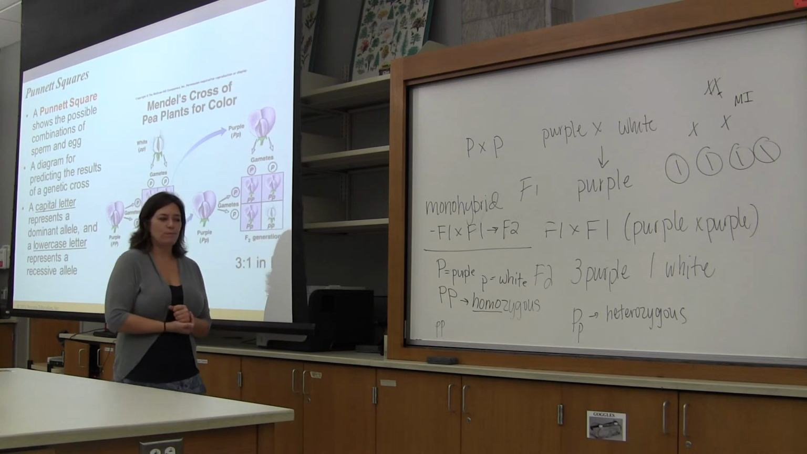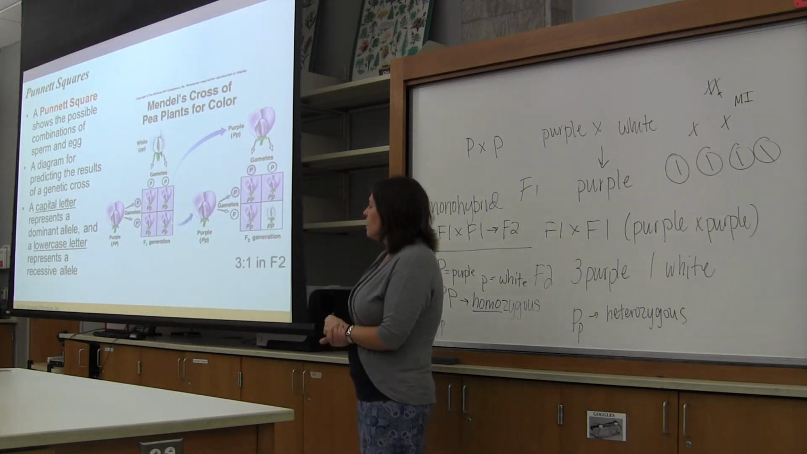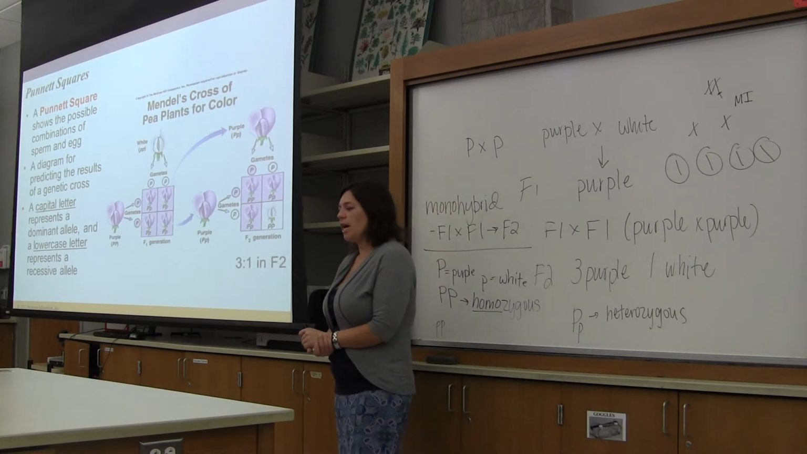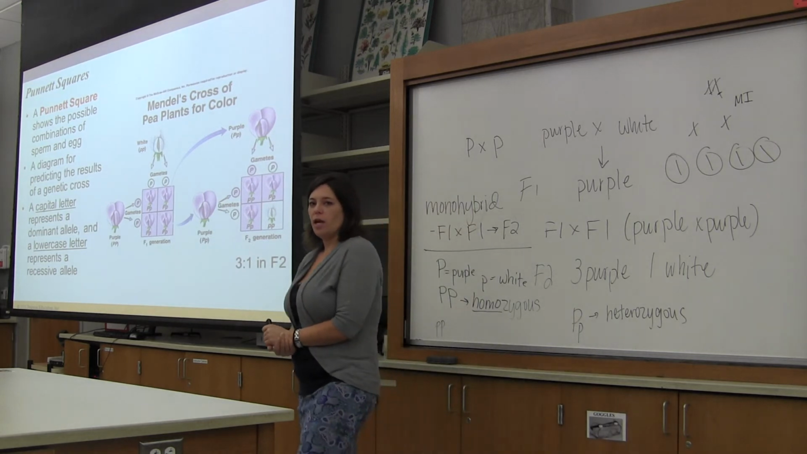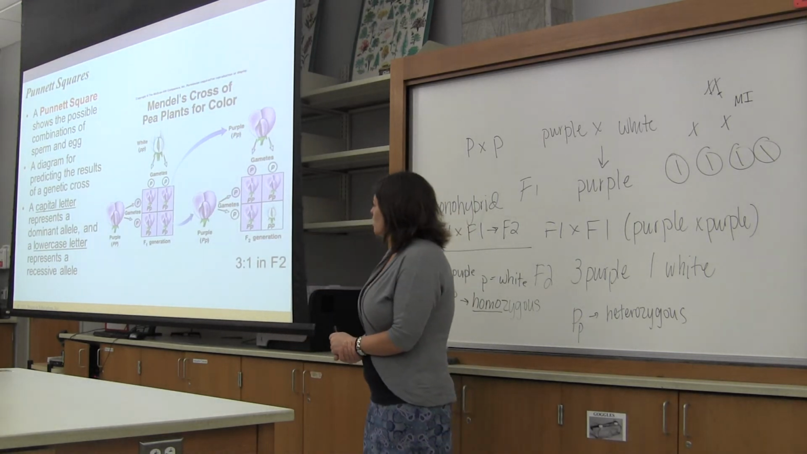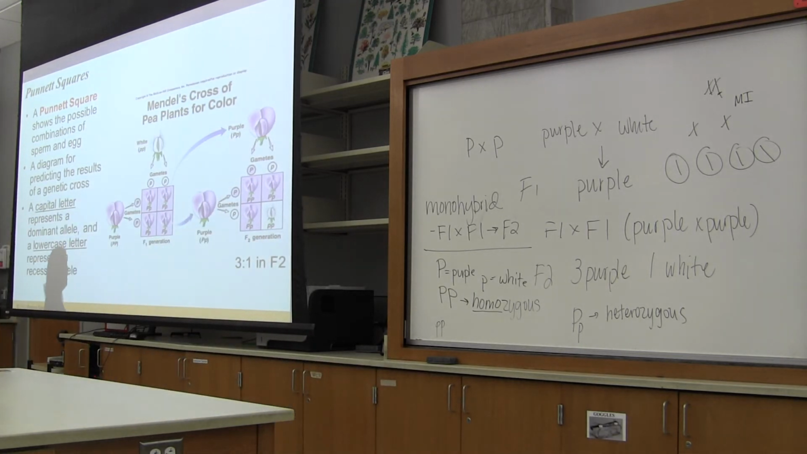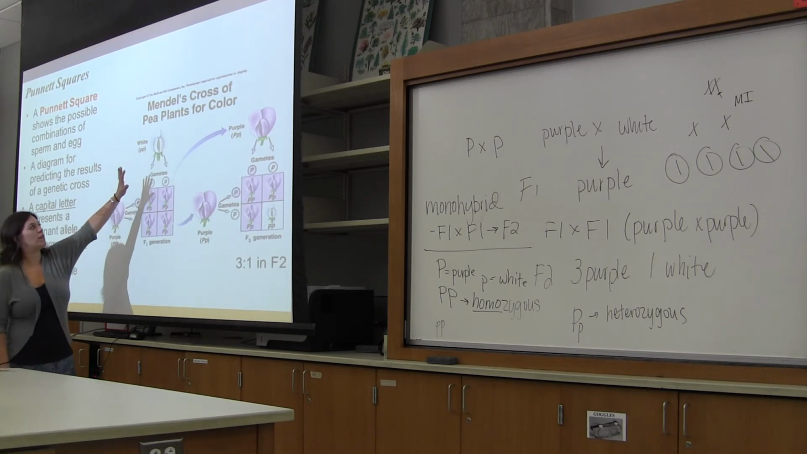Okay. Also from Mendel's studies came the idea of a Punnett square. A Punnett square is just a diagram that can be used to predict the offspring of a cross. You do have to know the genotype of the parents though. In the example of Mendel's cross, we know he crossed a purple flower by a white flower.